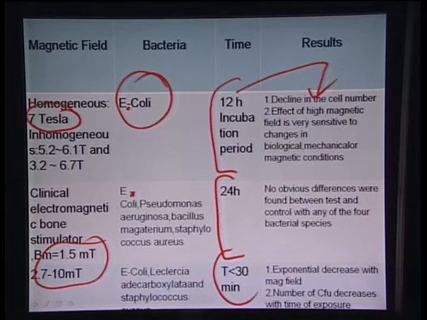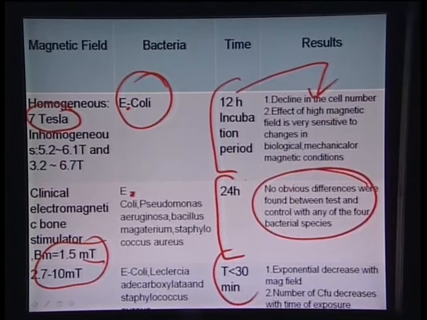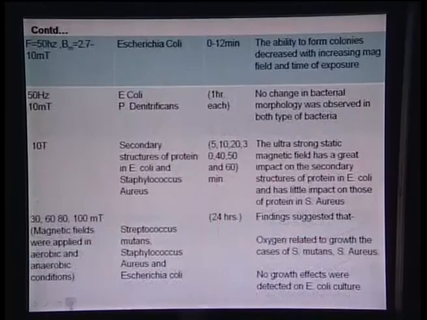Now, when you apply this 1.5 millitesla, this magnetic field strength is probably quite low. Even after application for 24 hours, no obvious difference was found between the test and control samples for all the bacterial species. When you apply it for less than 30 minutes, there is an exponential decrease with magnetic field, and the number of CFU increases.